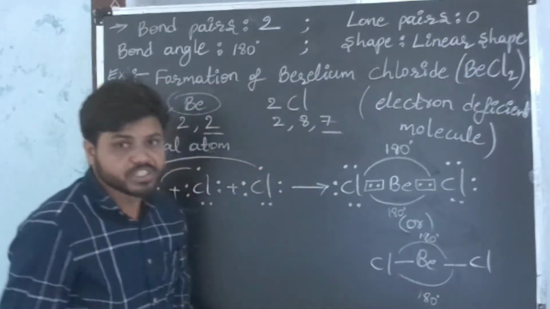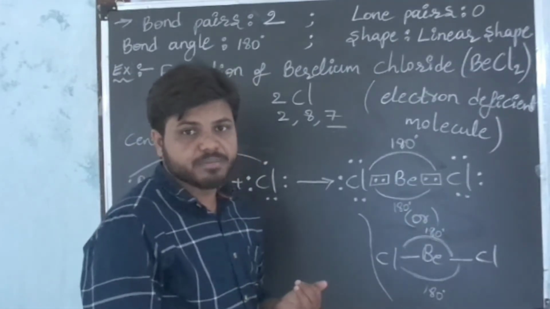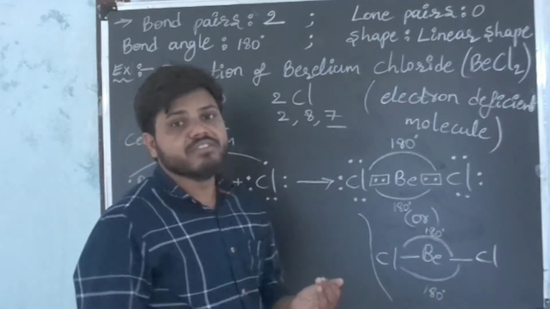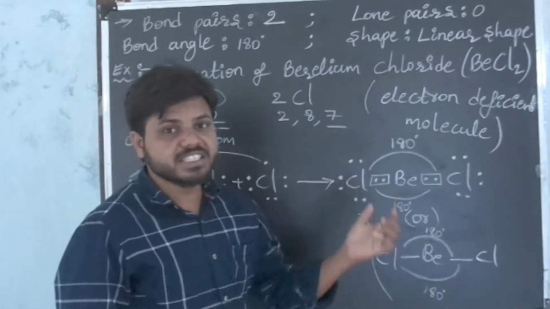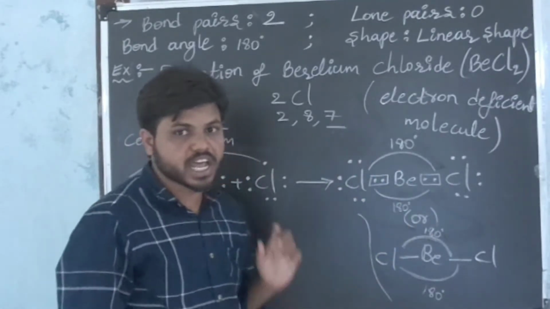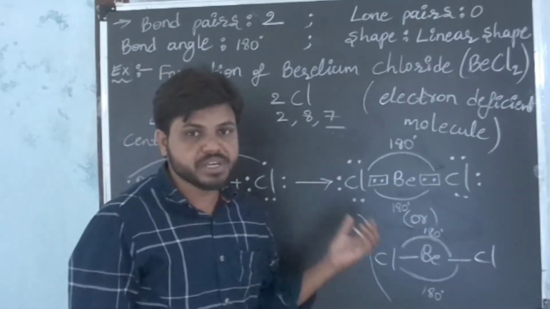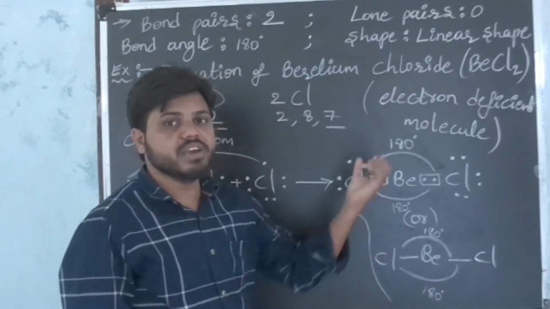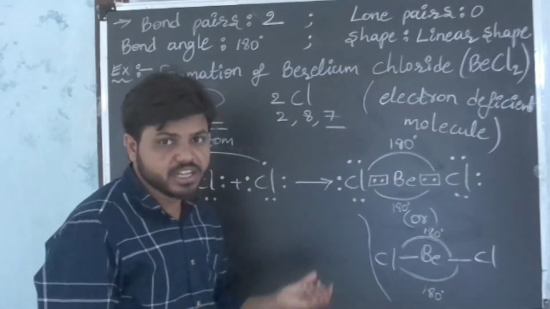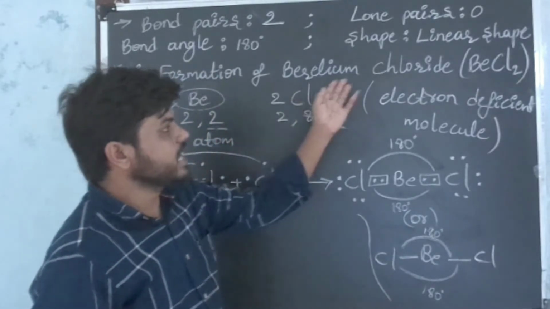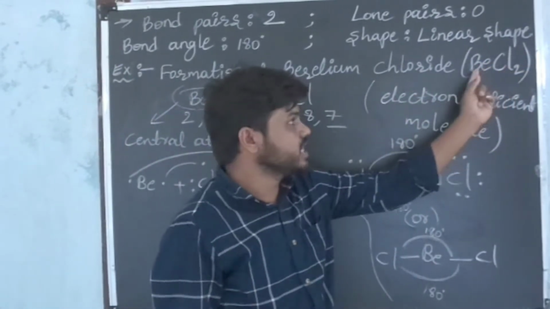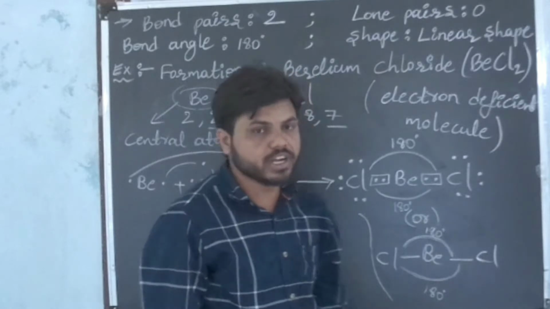Okay. Now, in valence shell electron pair repulsion theory, the valence shell of every element is taken as a sphere and the valence electrons are placed around the sphere. I am repeating. In VSEPR theory, the valence shell of every element is taken as a sphere and the valence electrons are placed around the sphere. In beryllium chloride, 3 atoms are there. One is the beryllium atom and 2 chlorine atoms.